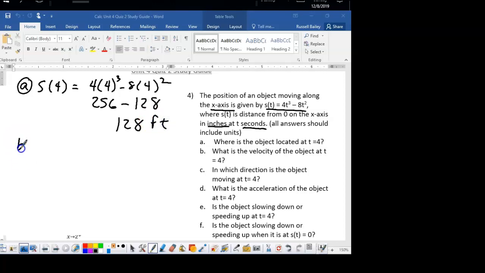All right, part B. What is the velocity? So to find the velocity, we need to find s prime of t. The derivative of this function over here is 12t squared minus 16t. And so we're going to go ahead and plug in the value they're asking us to plug in, which would be 4 again.